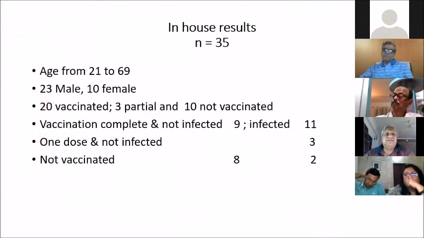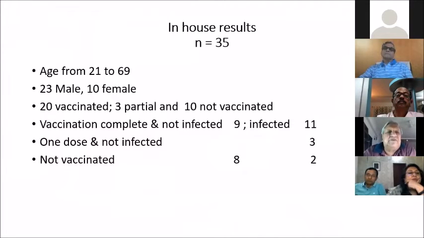When we got this kit, we thought we should do the test ourselves. In the last 2 weeks or so, we have taken samples from 35 of our staff members. They vary in age from 21 to 69. 23 were male and 10 were female. 20 were vaccinated, 3 partially vaccinated, and 10 non-vaccinated.